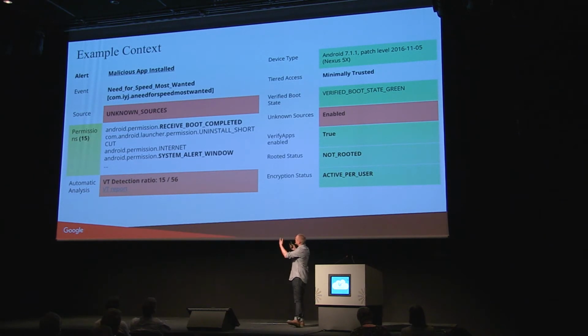These are the particular permissions, and you can even highlight ones that you think are suspicious. You can send it to an automatic analysis, whatever threat intel feed that you have. You want to send it to reverse engineering tools or sandboxes and whatnot. And then you can have the state information about the device. How's the boot state? Does the device allow untrusted sources? What's the patch level? And so on.